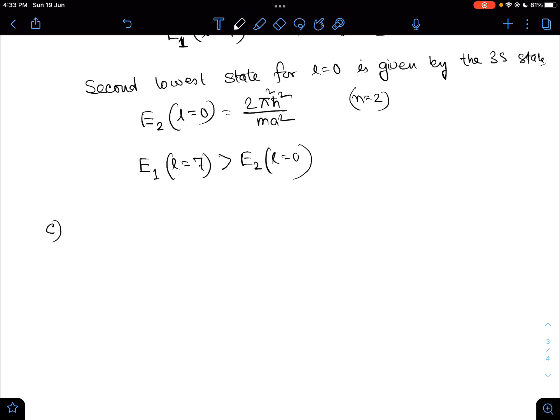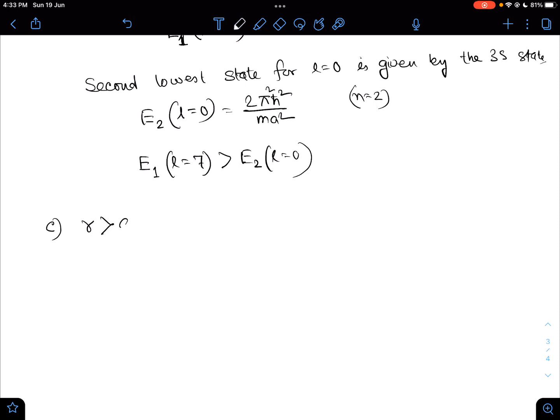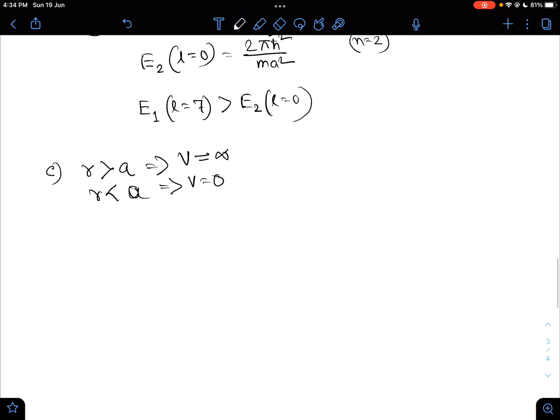Now we know that the potential is infinite for r greater than a. So for r greater than a, our potential is infinite, and for r less than a, our potential is 0. So that means the probability of finding the electron in the sphere of radius a is equal to 1. Since here we have infinite potential, the electron cannot go there. So that is why the probability of finding the electron is 1 for the sphere of radius a.